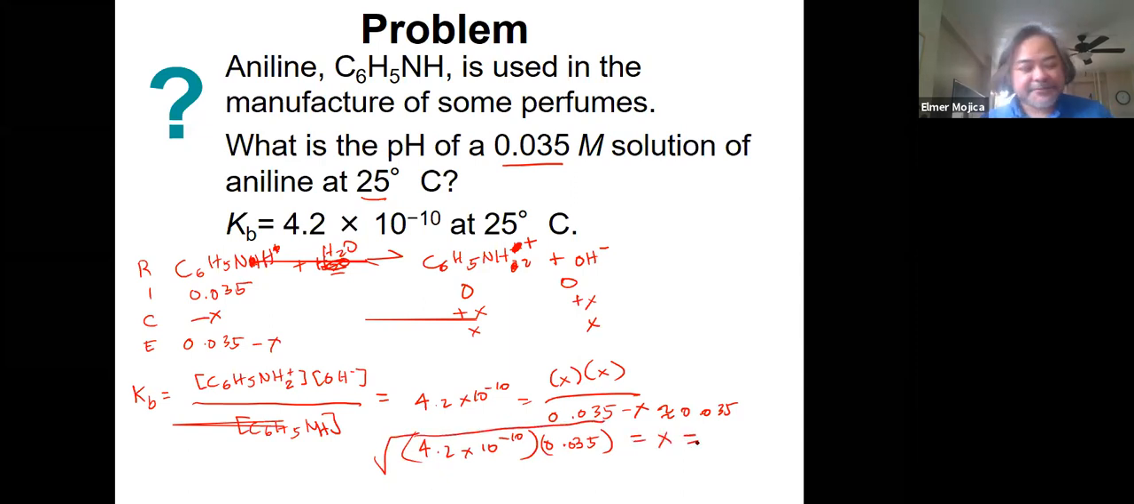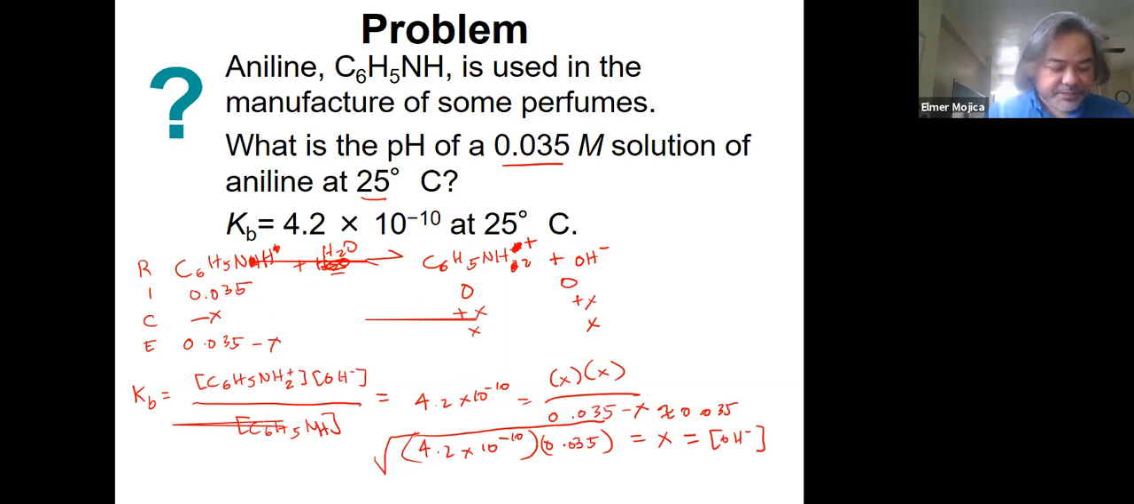Now, what is your x? Your x is what? Hydroxide. So what do you get? Square root of 4.2 exponent negative 10 times 0.035. Anyone? What did you get?